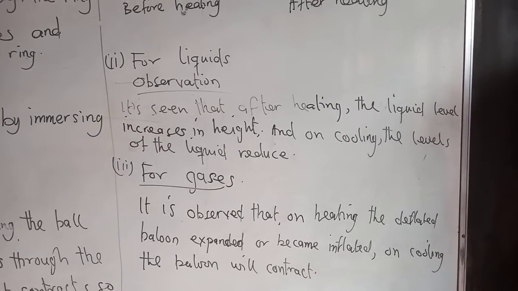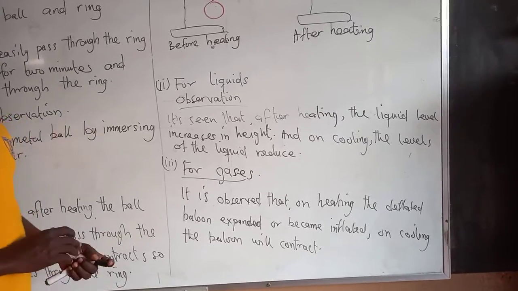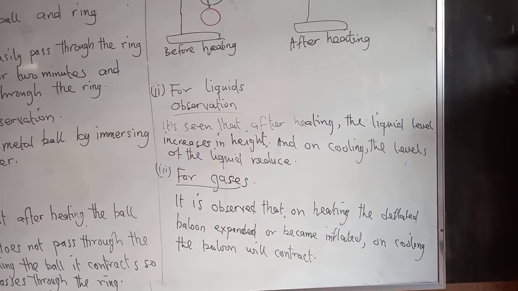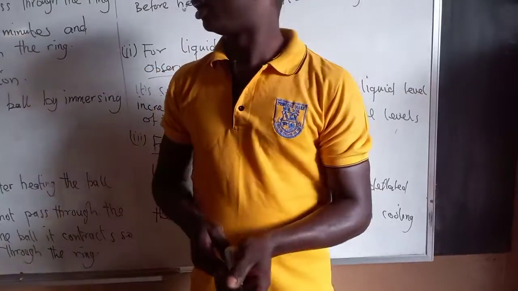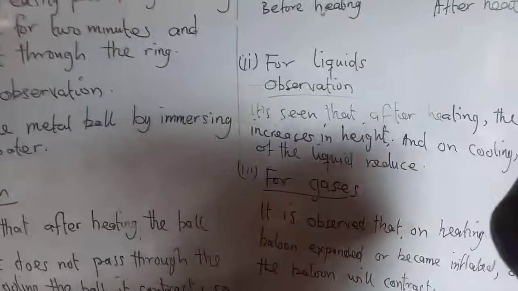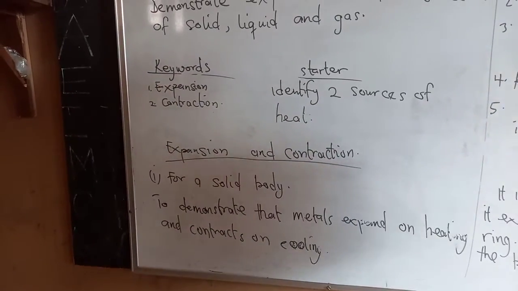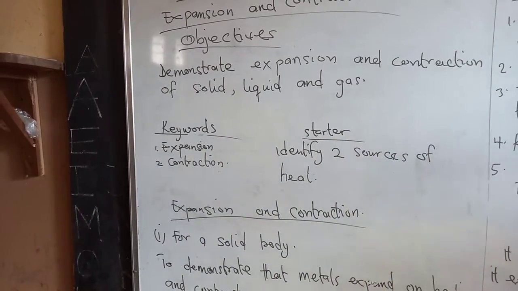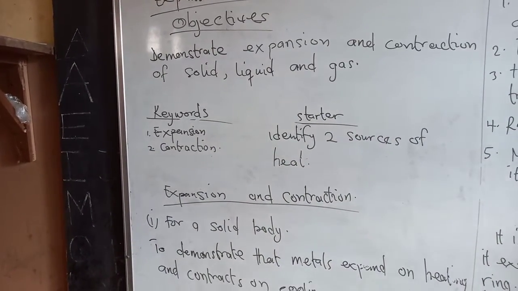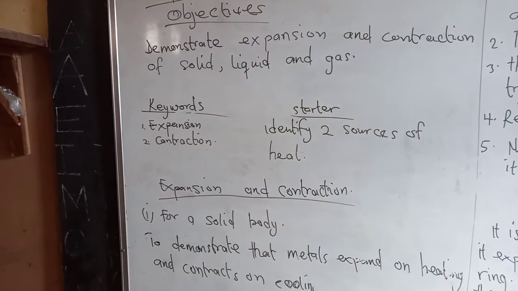Let's come to the conclusion for our video. We have now realized that expansion and contraction happen in all the three states of matter, that is solid, liquid, and gas. So in our demonstration, we have observed something and we have written them down. I want you to take note of them and also practice it at home.